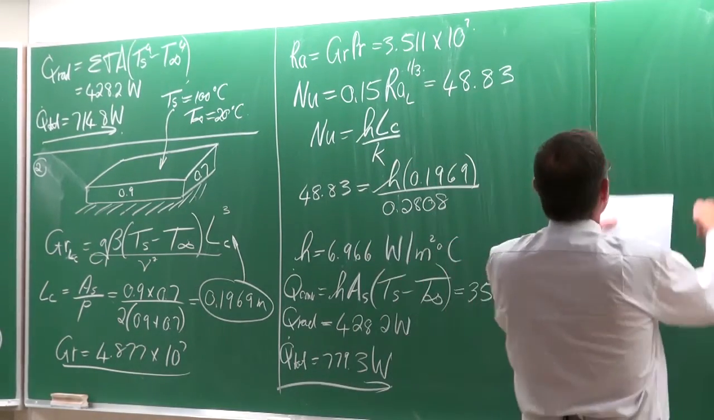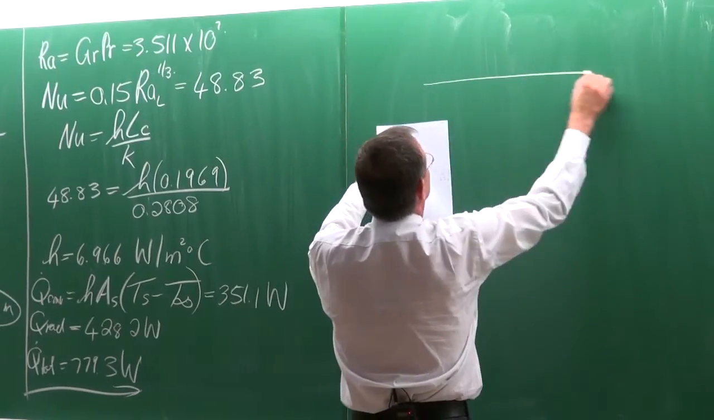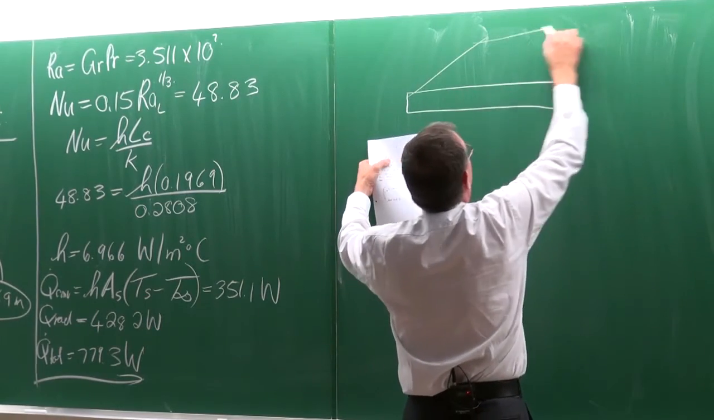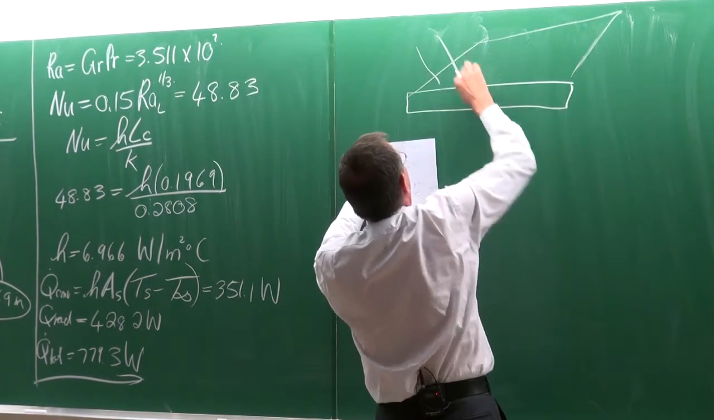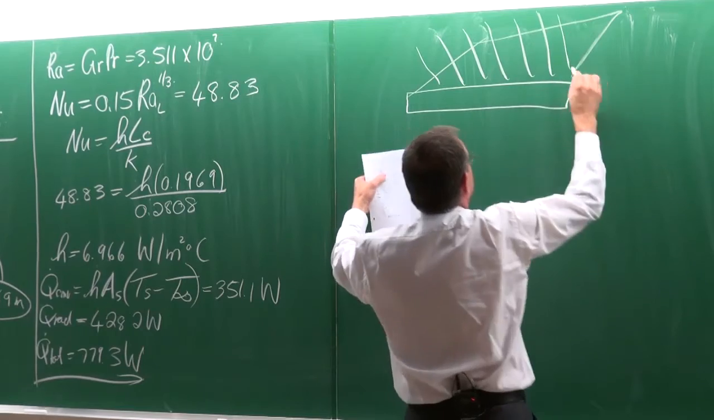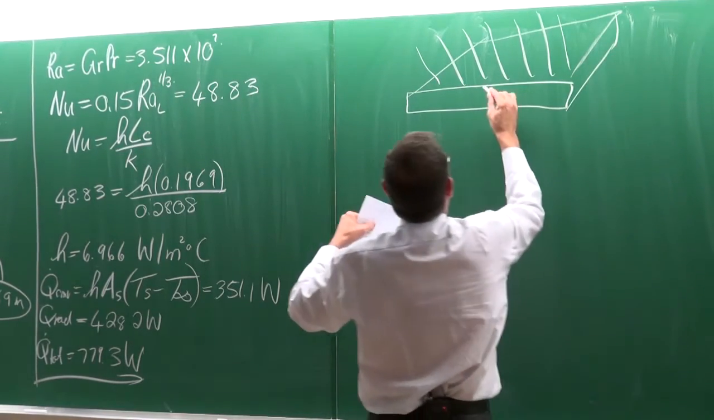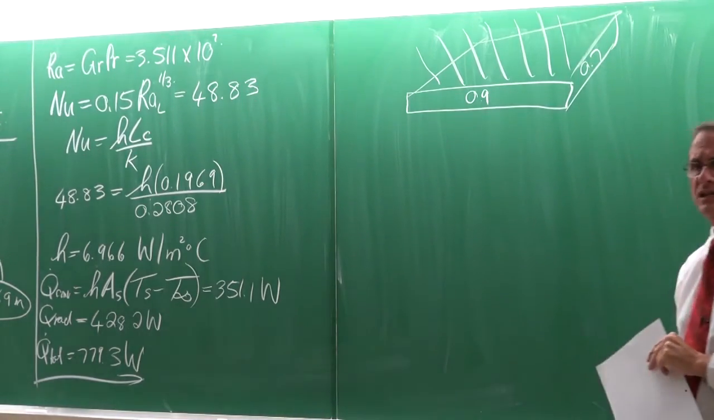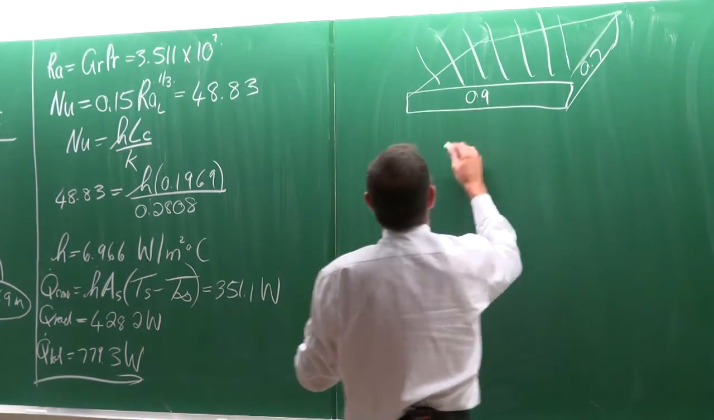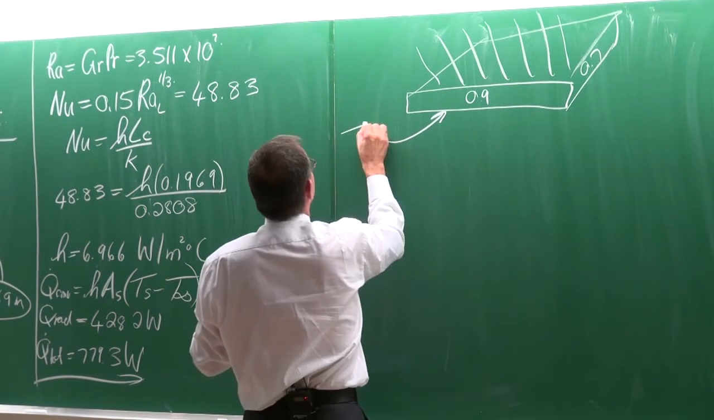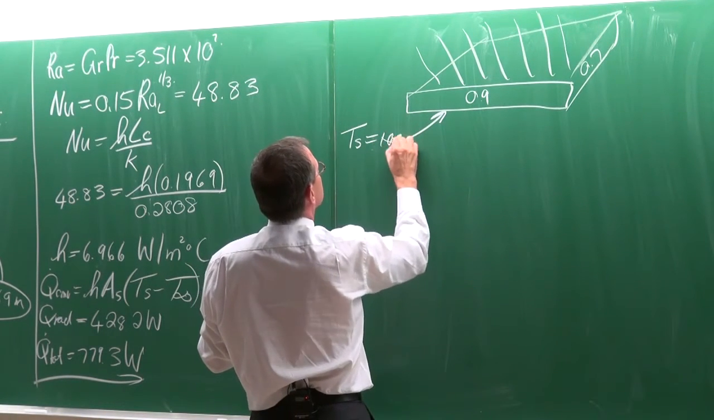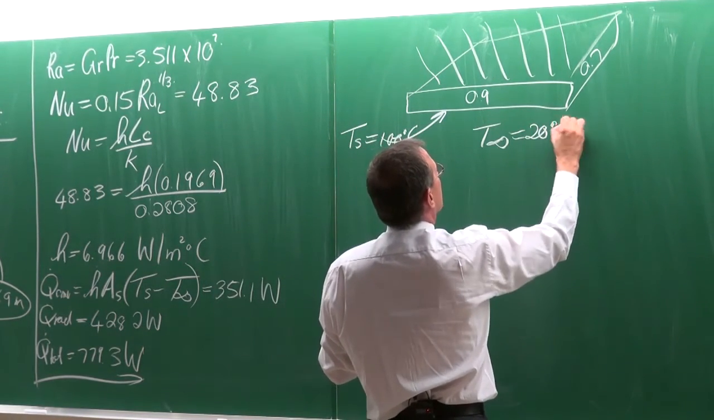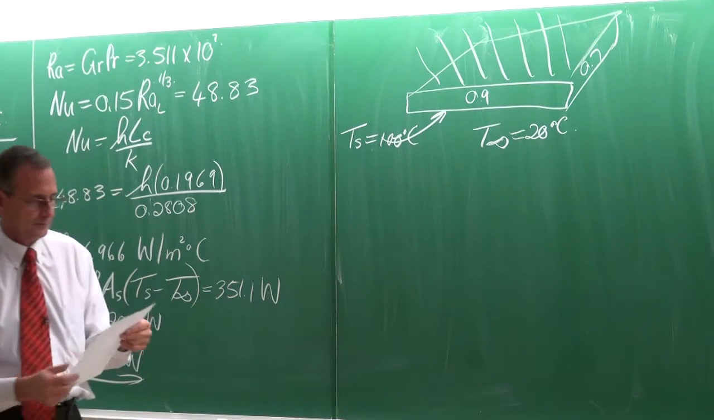Right. The third case is now where this is the plate and all the insulation material is on that side. Let's say that is 900 millimeters by 700 millimeters. And now this surface here is at 100 degrees Celsius, while the environment temperature is at 20 degrees Celsius.